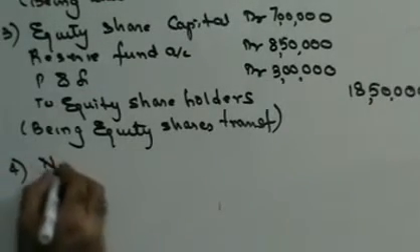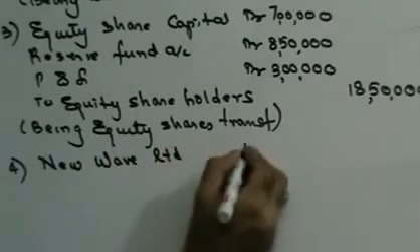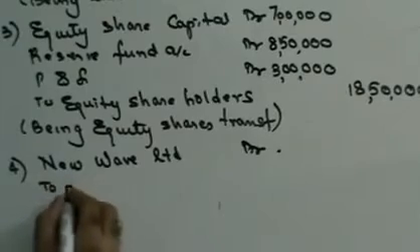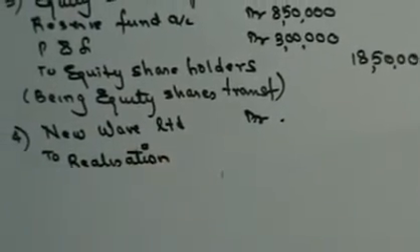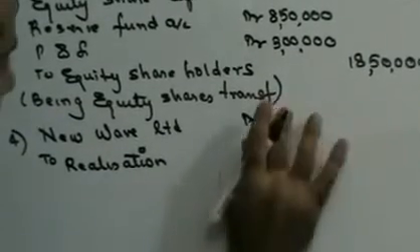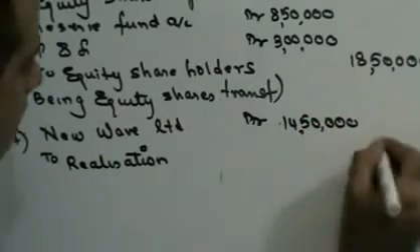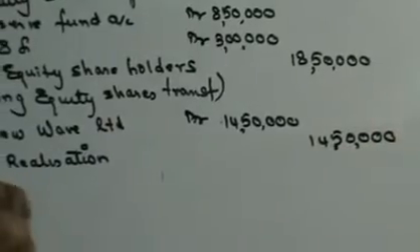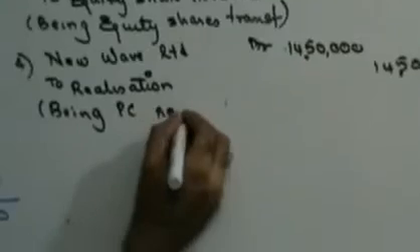Next, record PC. The new company is New Wave Limited. New Wave Limited, debit to realization. We calculated the PC to be 14,50,000. The PC recorded.